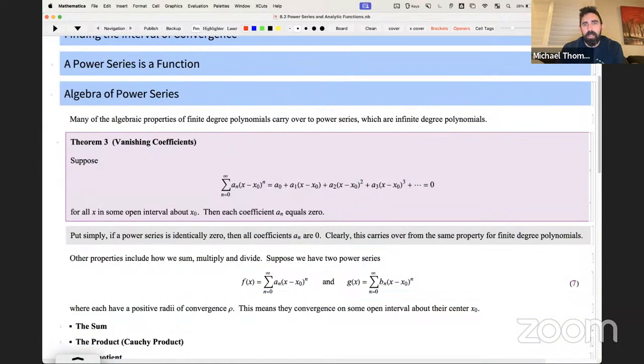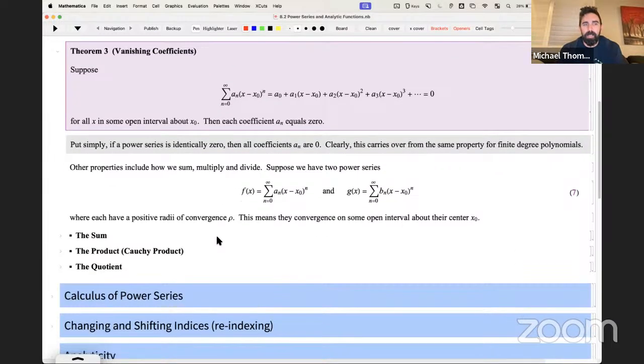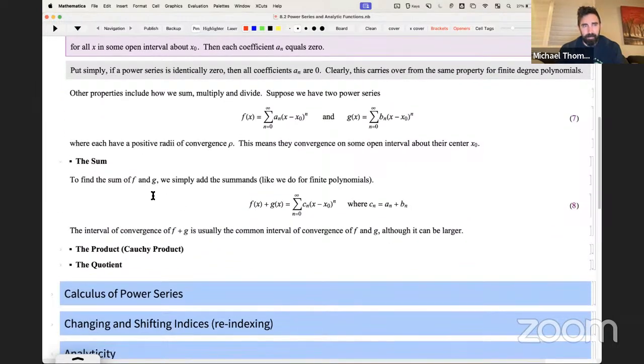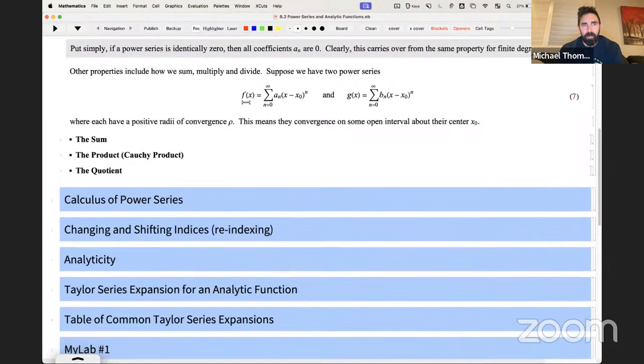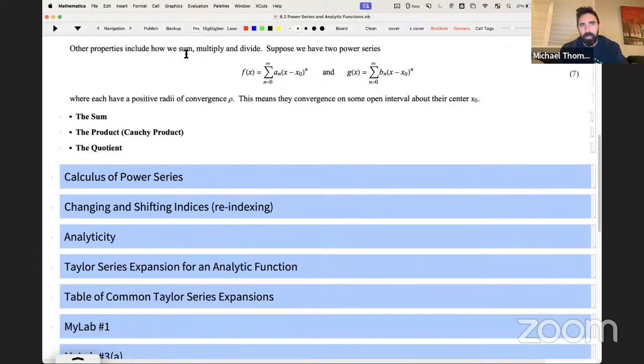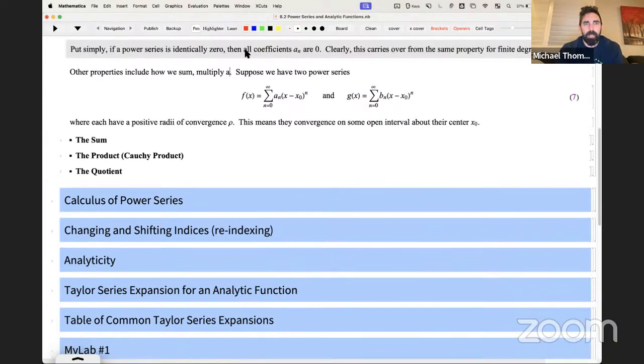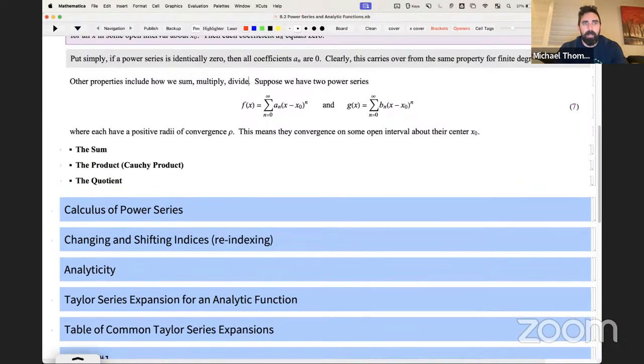Okay, so this is a real nice and easy section because basically the algebra of finite degree polynomials, the ones we've been working with in algebra forever, those properties basically carry over to infinite degree polynomials. So let's do this one first. Sums. So you know how we add, multiply. I could just say sum and multiply since you get division for free. Well, no, I could put it in separately. That's the way I have it written.